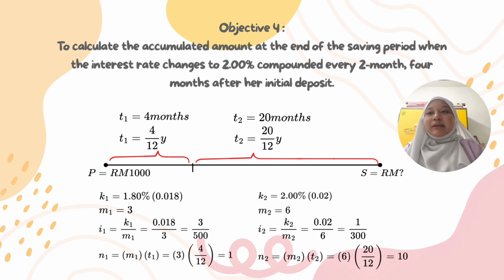N1 is calculated by multiplying M1 with T1, which equals 3 multiplied with 4 over 12. We will end up with 1. Next, K2 equals 2.00% or 0.02. M2 equals 6. I2 equals K2 over M2. Then substitute the right values, which I2 then will become 0.02 over 6. So I2 equals 1 over 300. N2 equals M2 multiplied by T2 equals 6 multiplied by 20 over 12. The value for our N2 is 10.